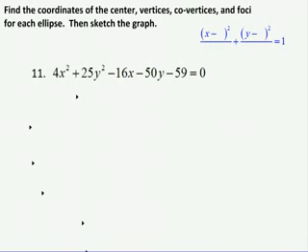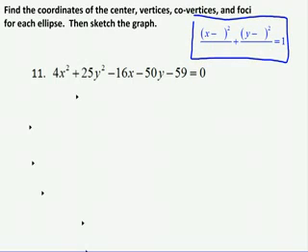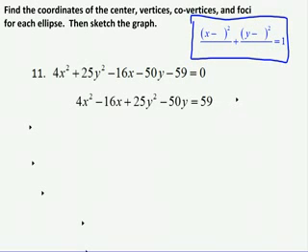And in standard form, this is what we want the equation to look like. It's written in blue on the top right. We're going to have x minus something squared over denominator plus y minus something squared over denominator equals 1. So the first thing I need to do is group my x's together, group my y's together, and add 59 to both sides to move the 59 to the right.